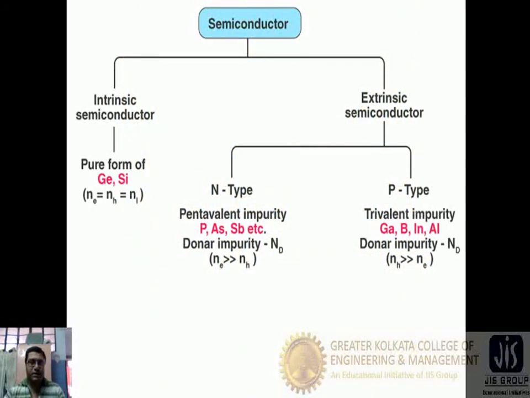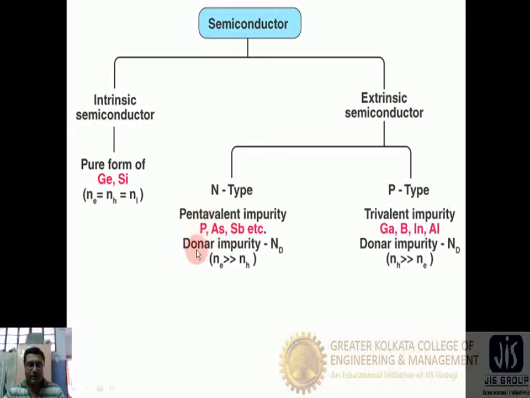So we can see a chart of the intrinsic semiconductor and the extrinsic semiconductor. The intrinsic semiconductor is the pure semiconductor, silicon and germanium, where the number of electrons and the number of holes are equal. And the extrinsic semiconductors are classified into two parts. One is the n-type semiconductor and one is the p-type semiconductor. These are the impurities added to get the n-type semiconductor with the pure semiconductors: phosphorus, arsenic, antimony, etc.